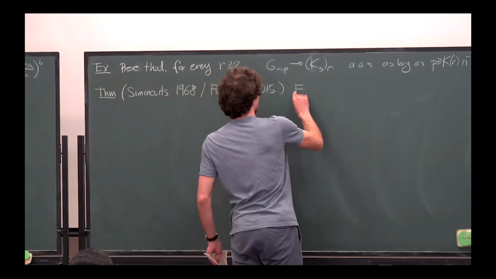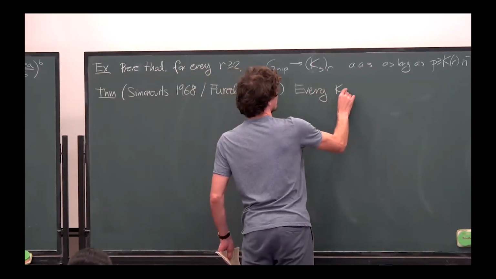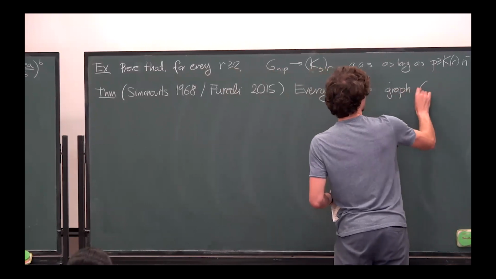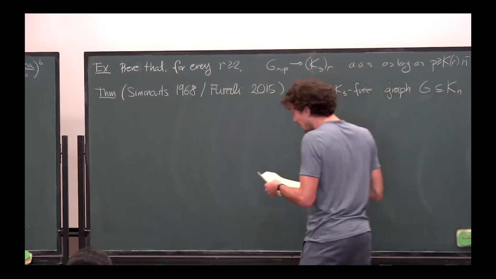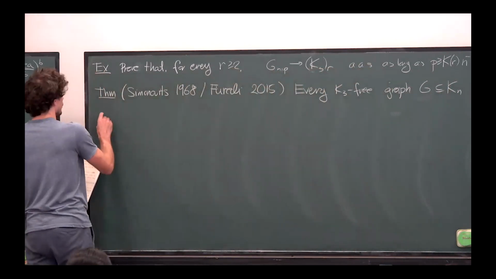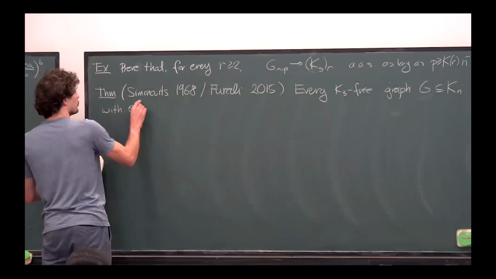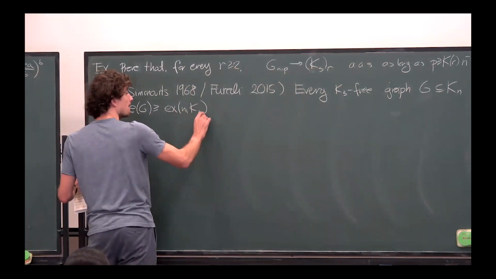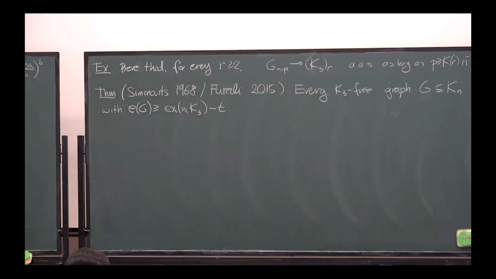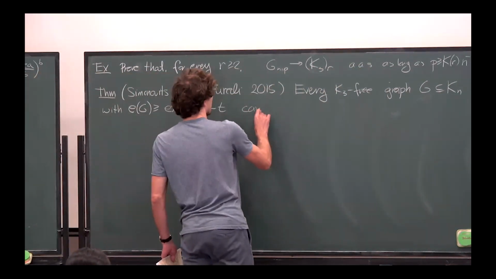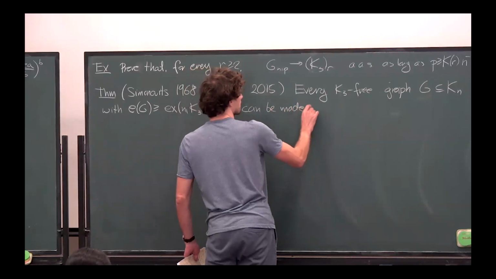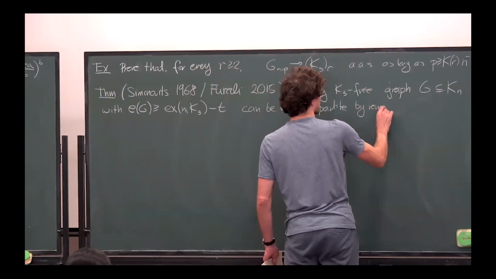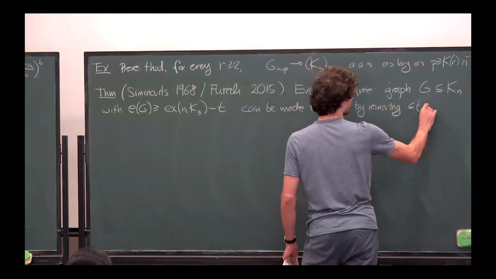It says the following: every triangle-free graph G on n vertices whose number of edges is at least the Turán number minus some t can be made bipartite by removing at most t edges.